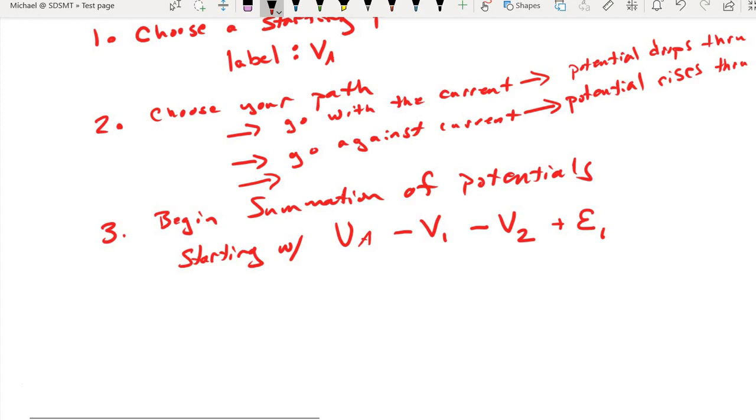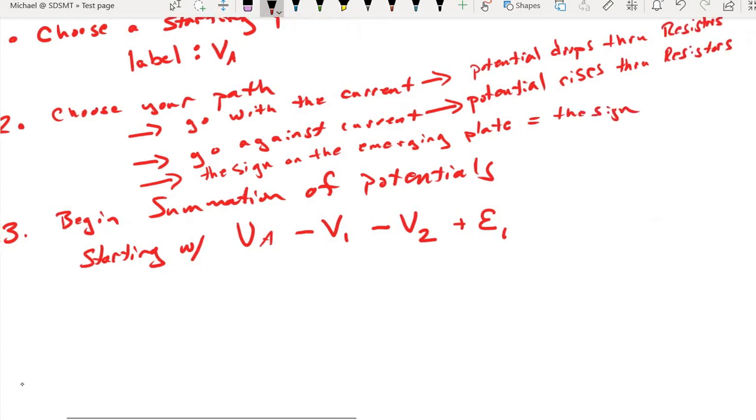Now here's the easiest way that I have learned that helps me to remember what kind of sign notation you get when you're passing through a battery. And that is the sign on the emerging plate equals the sign on the potential difference.